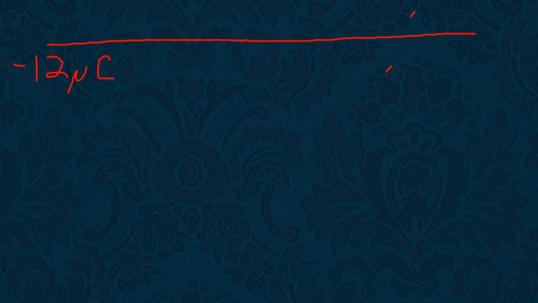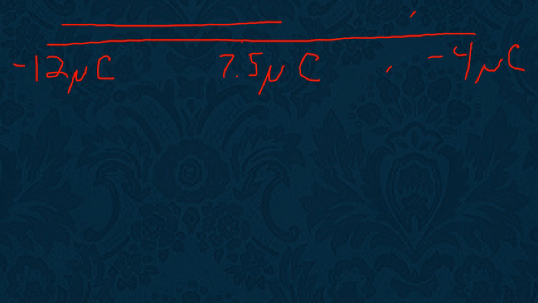Alrighty, for this problem, we're going to be looking at three charges on a line. At the origin, I have a negative 12 microcoulomb charge, so we can't forget in problem solving to change that to coulomb. I have a positive 7.5 microcoulomb, and I have a negative 4 microcoulomb as well. Between the negative 12 and the 7.5, that distance is 45 centimeters. And between the 7.5 and the 4 microcoulomb is 15 centimeters.